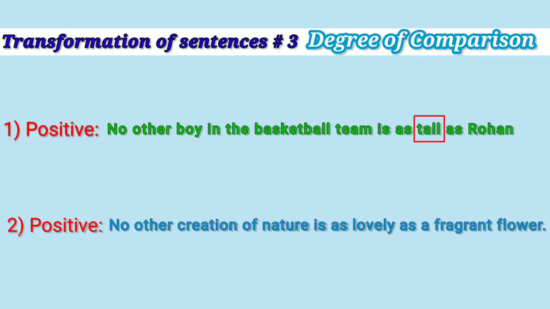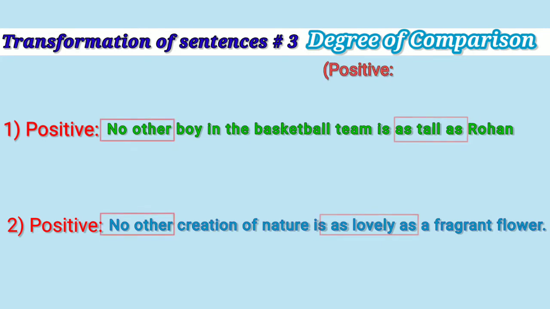In second sentence, adjective is lovely. Comparative form we will use lovelier, and in superlative form it will become loveliest. Let us observe similarity in these two sentences. Both sentences begin with no other, and in both sentences adjective has as on either side of it. Now we know if we have to write the sentence in positive degree, then it has to begin with no other, and adjective is supported by as before it and as after it.